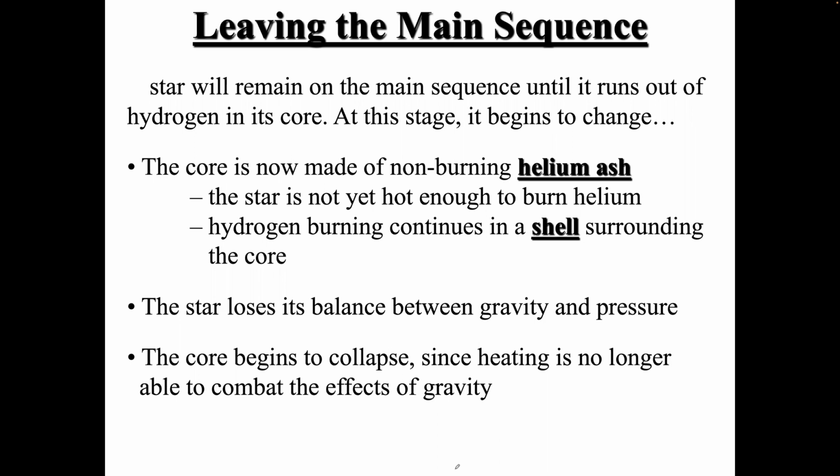Now, what happens is that when hydrogen is converted into helium in the core region, what you will have at the end is a non-burning helium ash. So you will have this helium, and we have a specific name for that: non-burning helium ash at the central region, or the core region, of the star, right?